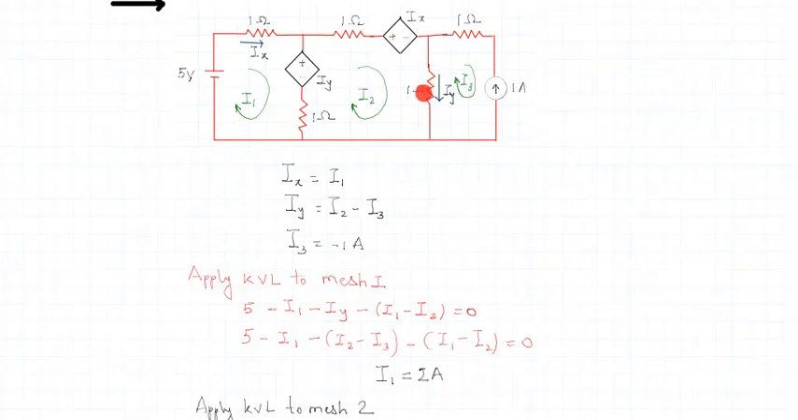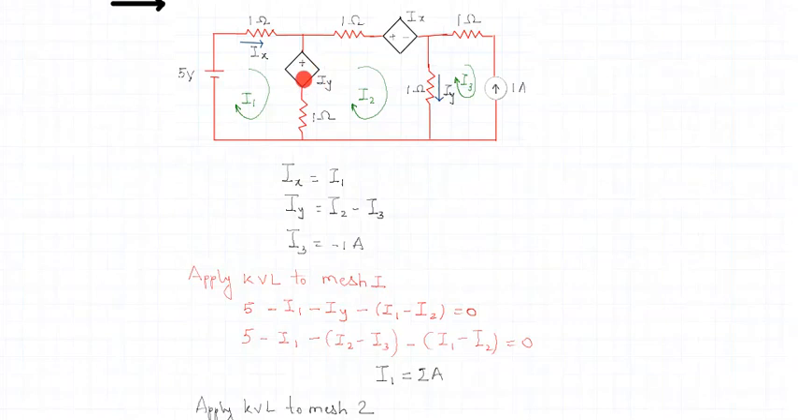When I come to this particular branch, what is the current in this branch? I2 minus I3, because the primary current is I2, the secondary current is I3, because we are in loop 2. So it will be I2 minus I3. When I come to this particular resistor, what is the current here? It will be I2 minus I1, because we are in loop 2, primary current is I2. So I2 minus I1.